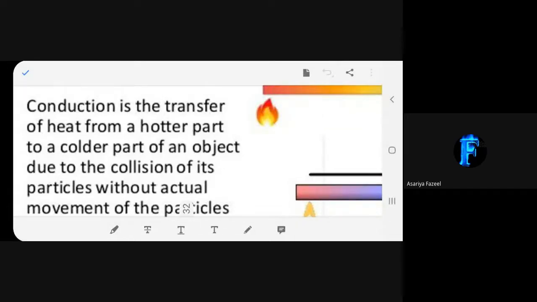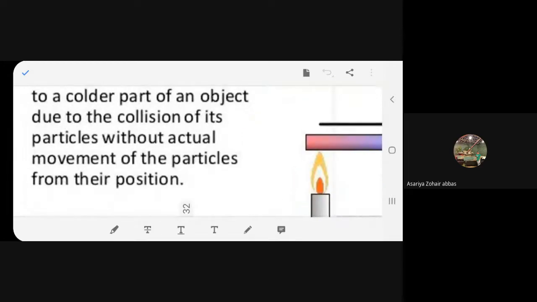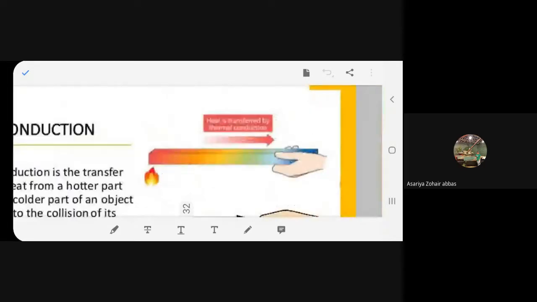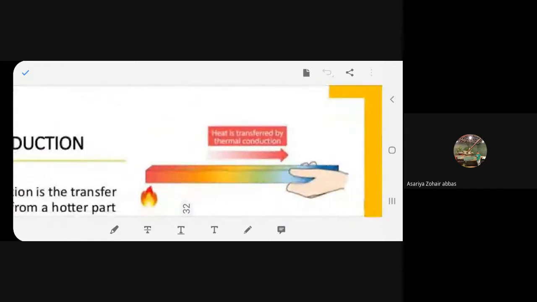Conduction is the transfer of heat from a hotter part to the colder part of an object due to the collision of its particles without actual movement of the particles from their position. Okay. Now, Zohair, you will continue. Zohair, can you hear me? You will continue, I said.